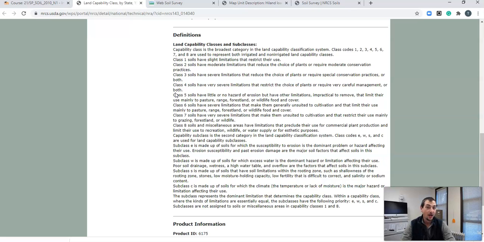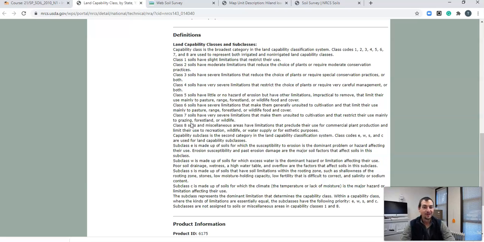We said if it was non-irrigated, though, it's a class 4. So what does class 4 mean? Class 4 soils have very severe limitations that restrict the choice of plants or require very careful management. Classes 1 through 4 are more suited for agricultural production and crop production, whereas classes 5 through 8 get into a lot more limitations when we're getting into agricultural production. So we're right on that bubble.